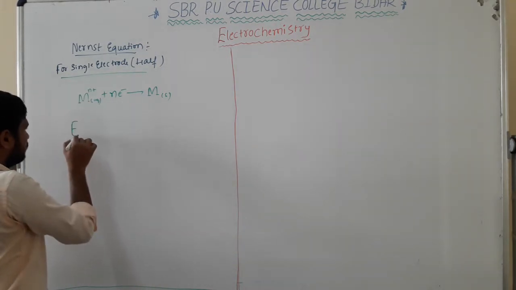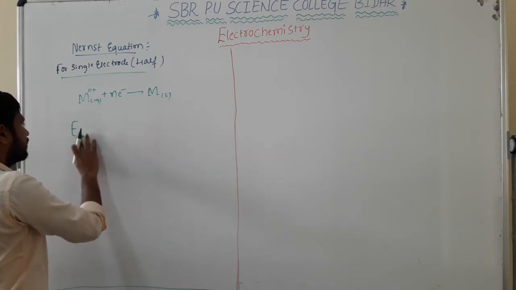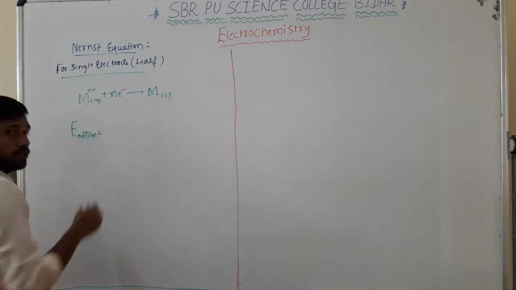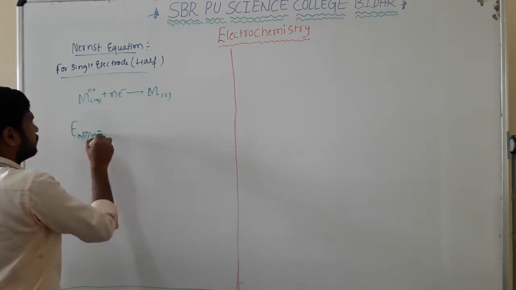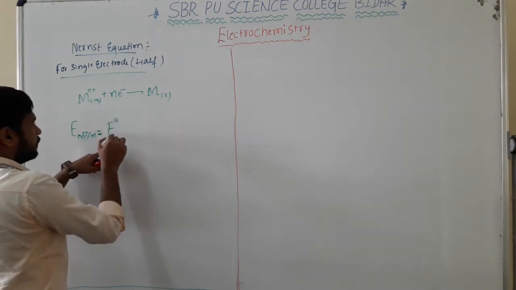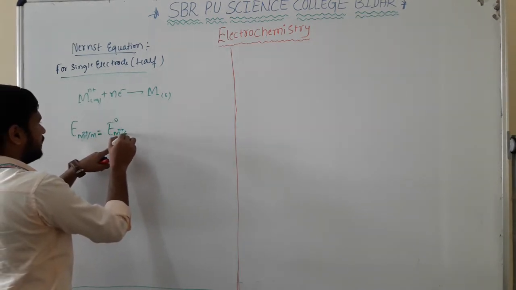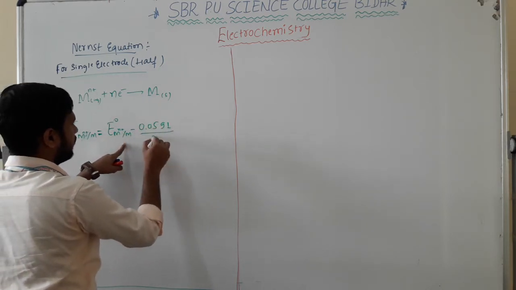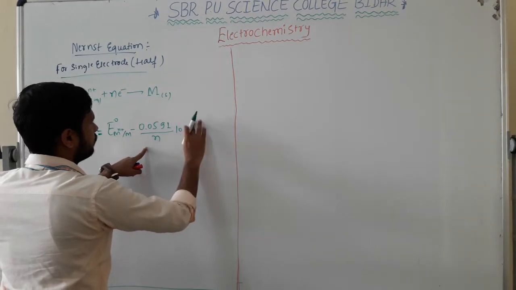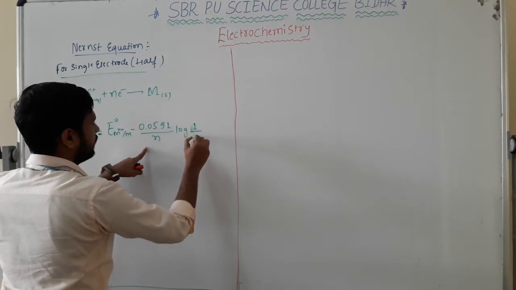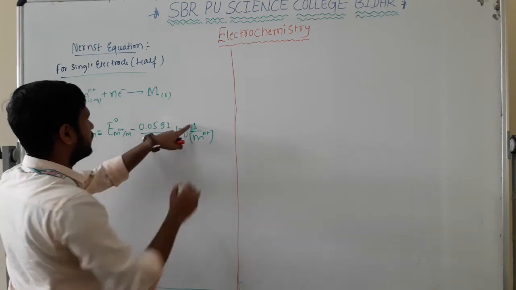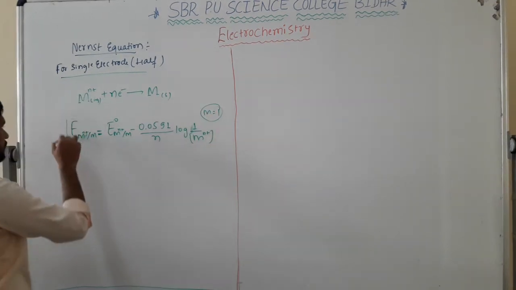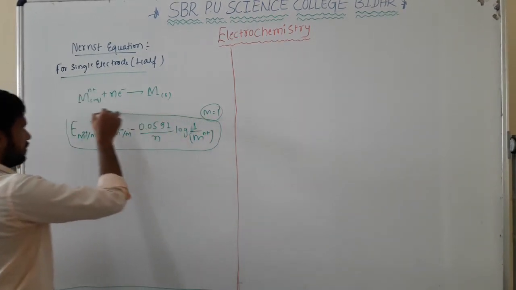This is E of M^n+/M, is equal to the standard electrode potential E naught of M^n+/M minus 0.0591 divided by n, log of 1 divided by [M^n+]. Here M is nothing but metal, and I am considering its activity as 1. This is for a single electrode, or half cell. This is a half cell reaction.